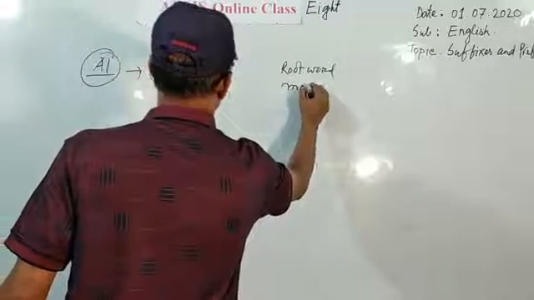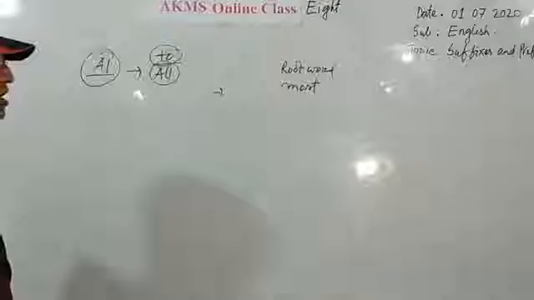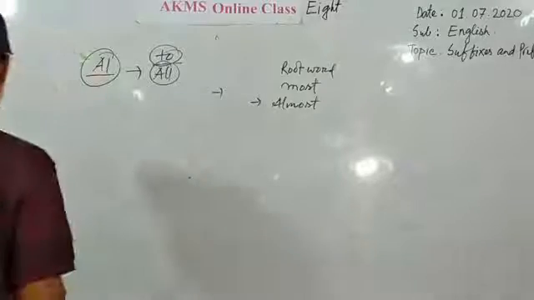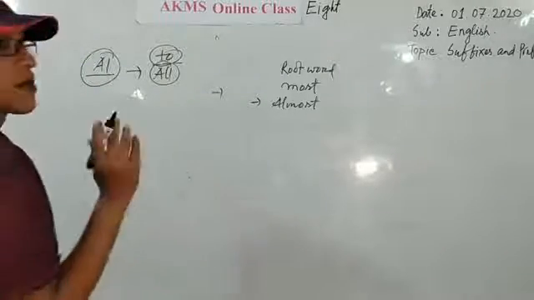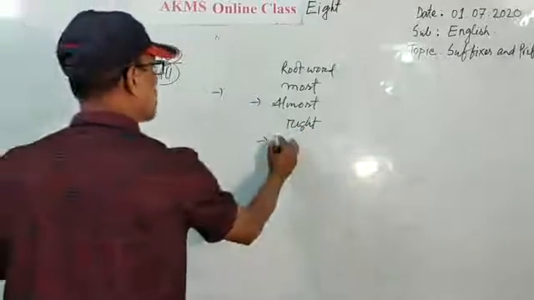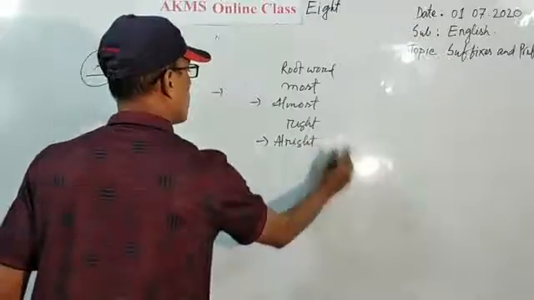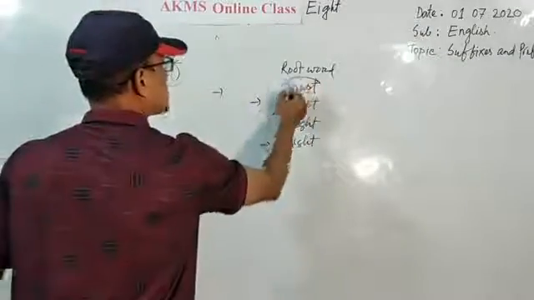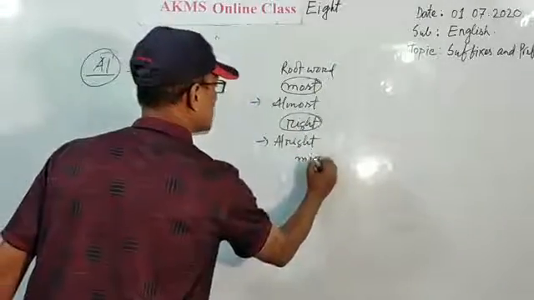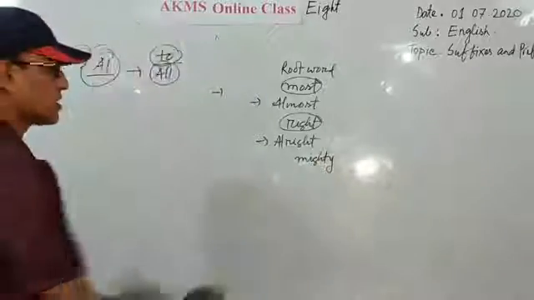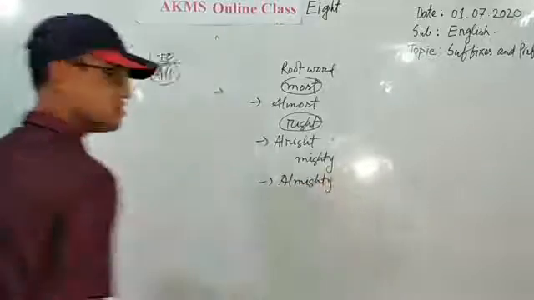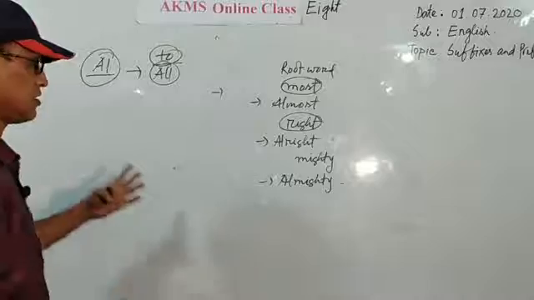Most. I can write it almost. Right, R-I-G-H-T, right. You can write it all right. Most is the root word. Right is the root word. Mighty, M-I-G-H-T-Y, mighty. Then almighty, almighty, সকল ক্ষমতার অধিকারী, সব শক্তিধর.